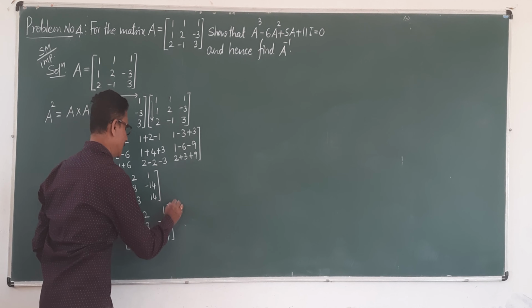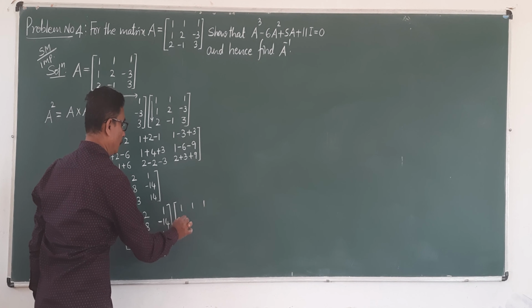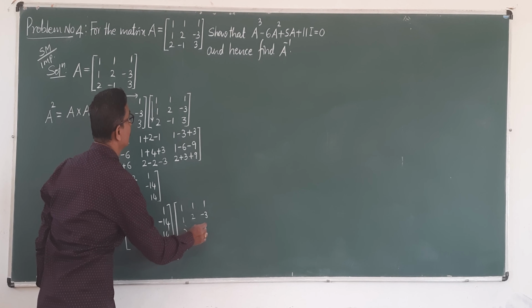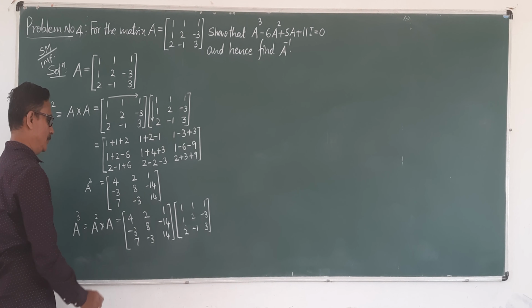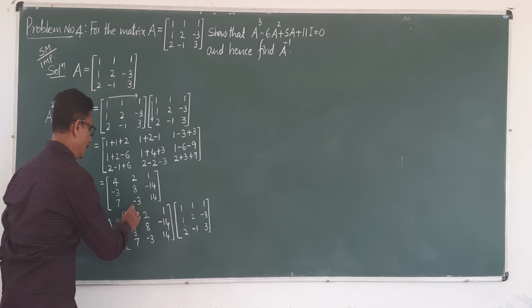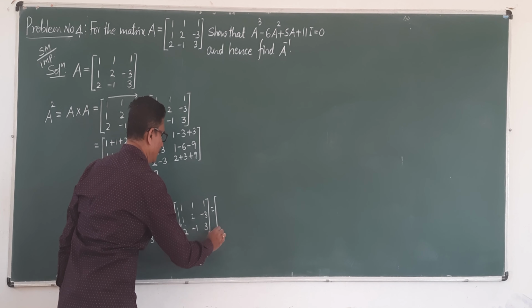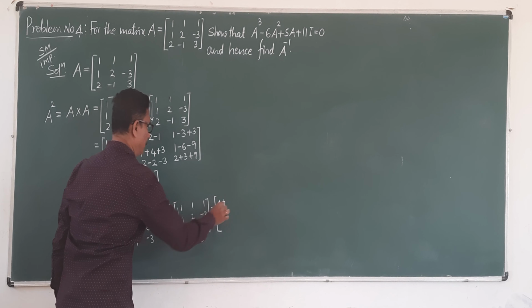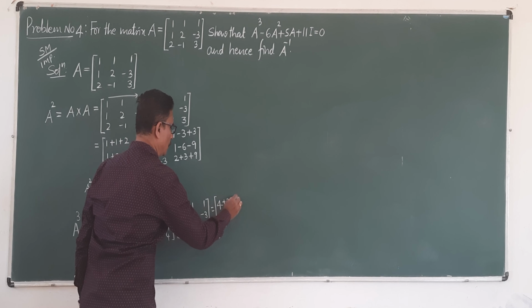A matrix is given: 1 1 1, 1 2 minus 3, 2 minus 1 3. Okay. Then again multiply these two. What happens when we multiply the two? Row by column. That is equal to first row by first column: 4 into 1 is 4, plus 2 into 1 is 2, plus 1 into 2 is 2.